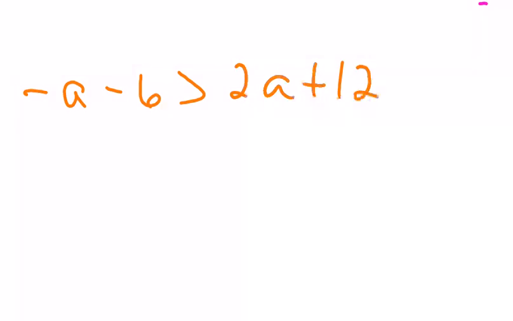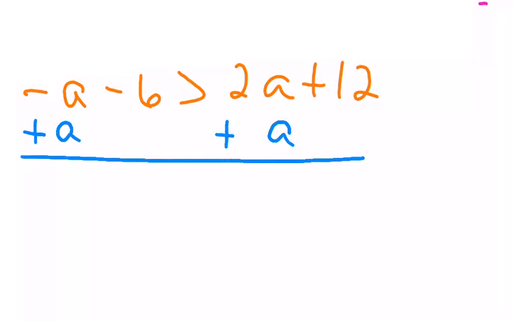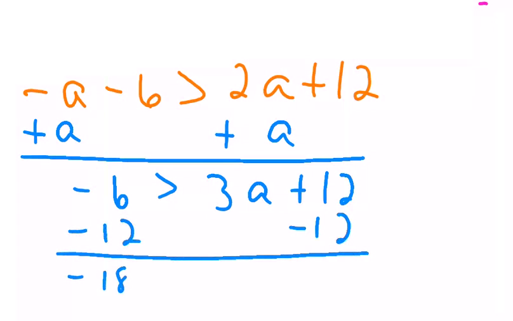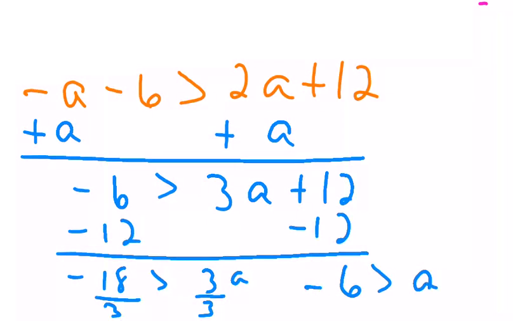Okay, so now we need to solve. So I'm going to add a to both sides. We have −6 is less than 3a + 12. Subtract 12 from both sides. We get −18 is less than 3a. Divide by 3. And so we get −6 is less than a. So a is greater than −6.